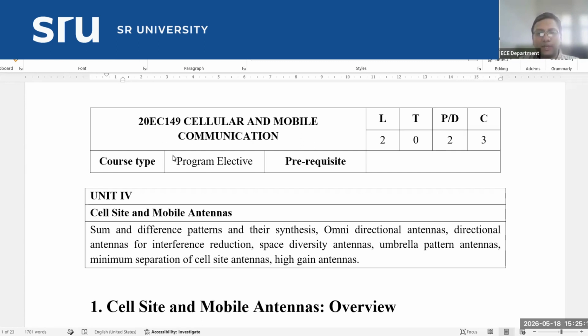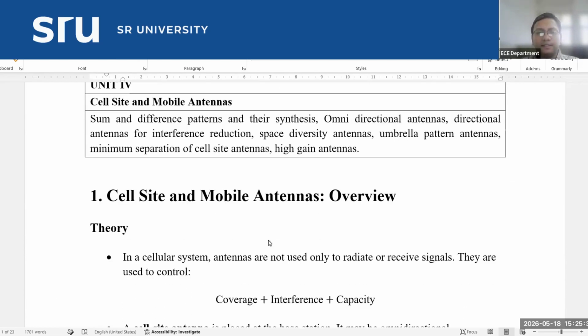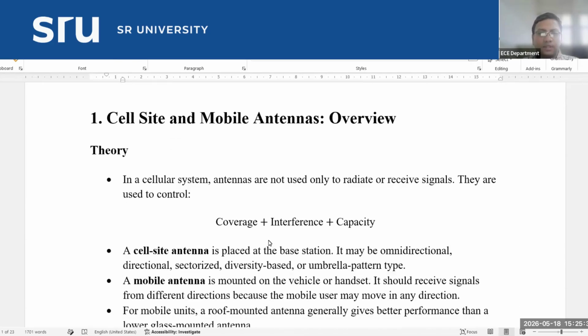We will learn about omnidirectional antennas, directional antennas for interference reduction, then space diversity antennas, umbrella pattern antennas, minimum separation of cell site antennas, and high gain antennas. So let us start with cell site and mobile antennas.